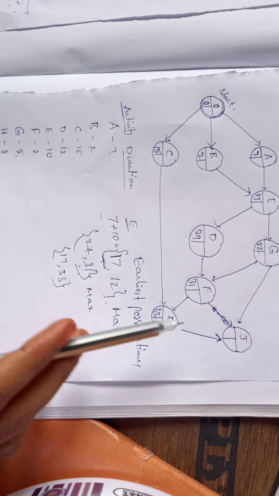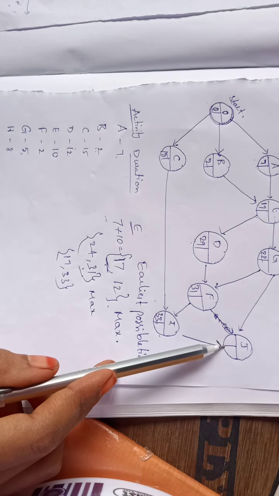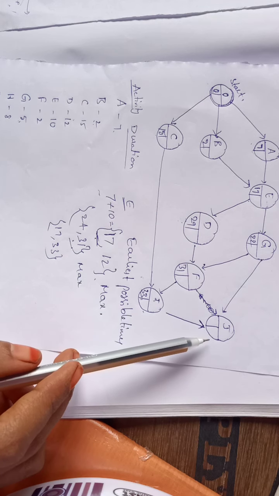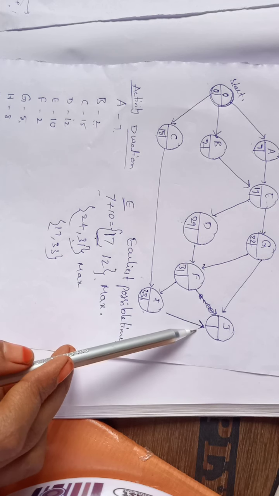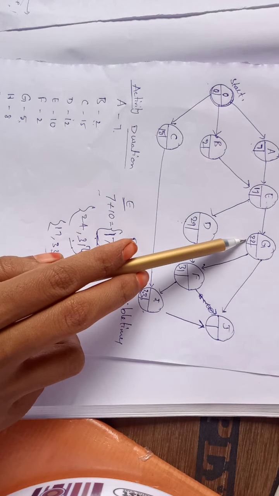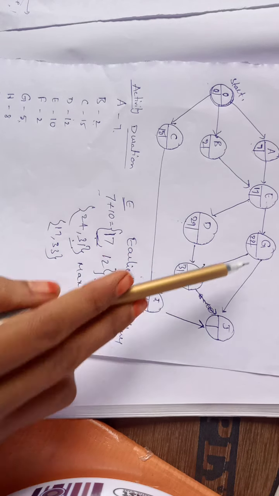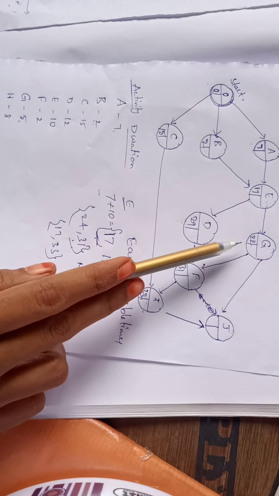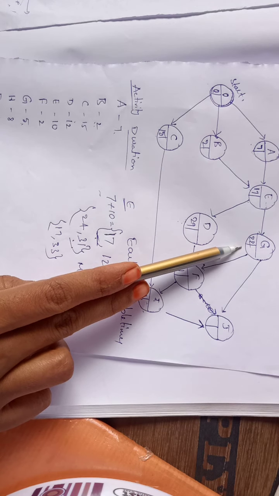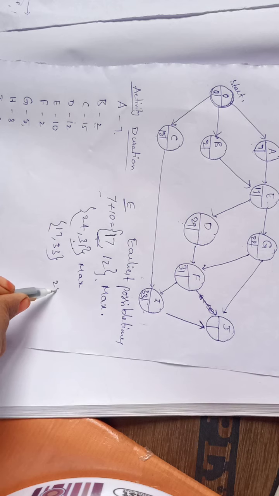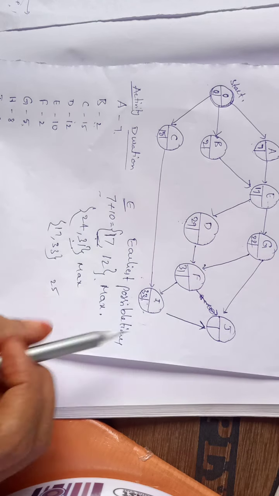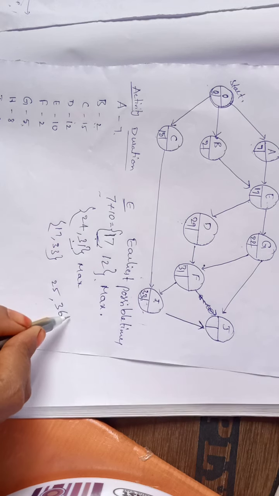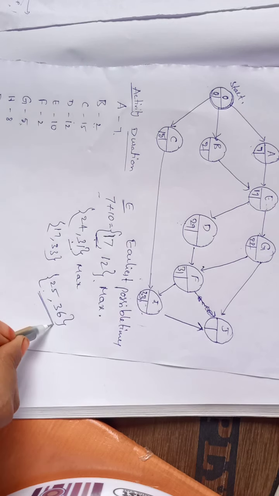And also for the last event J, we have two arrows coming towards J. One is from G, which is 22, and one is from I. 22 plus the duration of J, which is 3, gives 25. And 33 plus the duration of J, 3, is 36. Among these two the maximum value is 36.